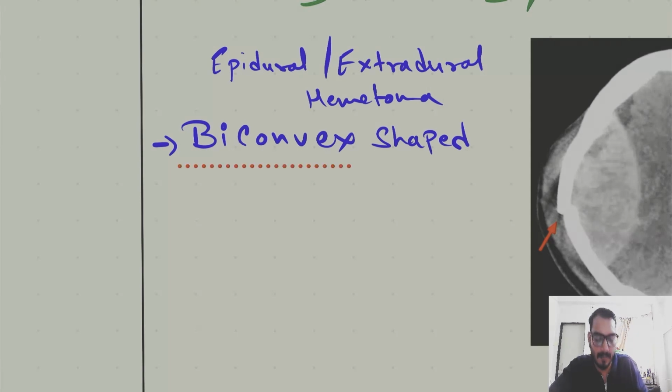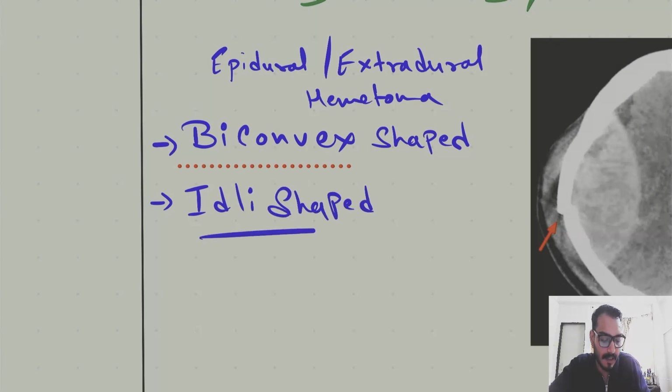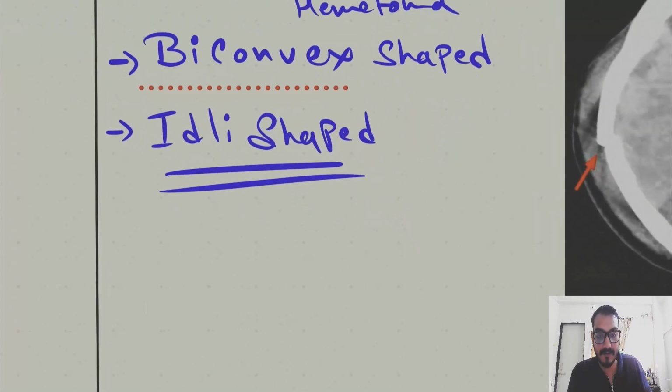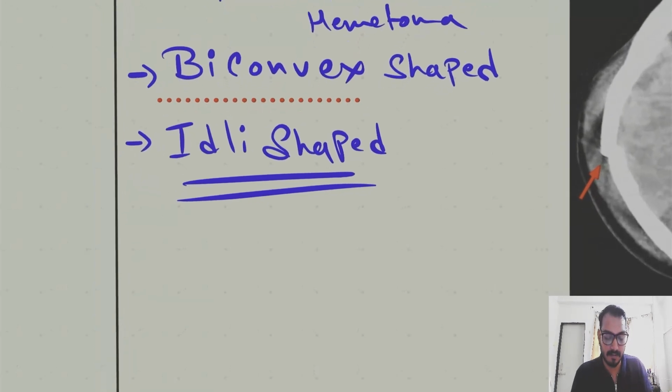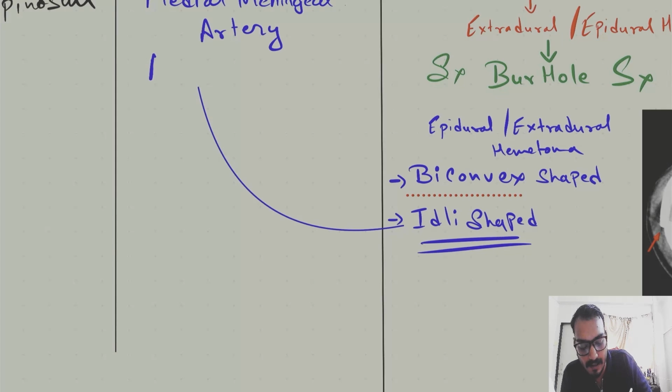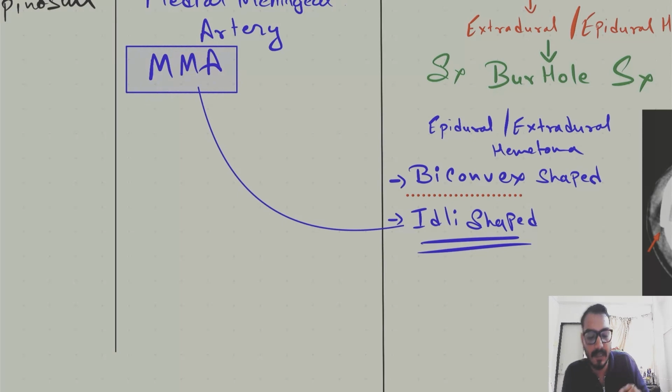If you cannot remember it like this, then you can remember it as an idli-shaped hematoma. Idli-shaped hematoma. How do I remember, guys? My favorite food is idli sambar, by the way. So whenever idli comes to my mind, the next thing that comes is that idli is made by my mama. My mama's is the best. The idli my mummy makes is the best idli.